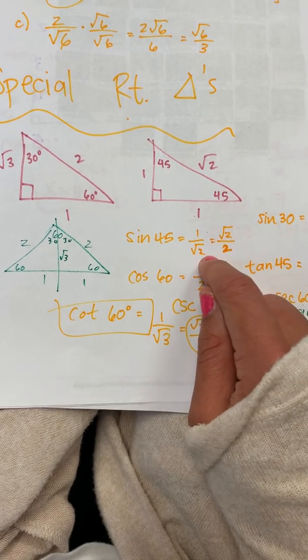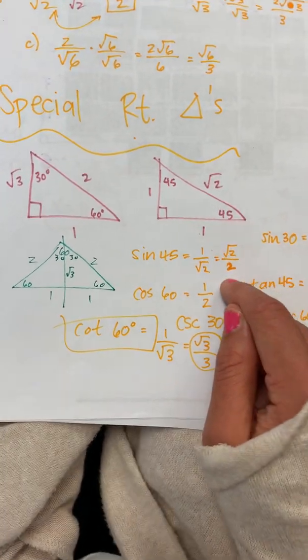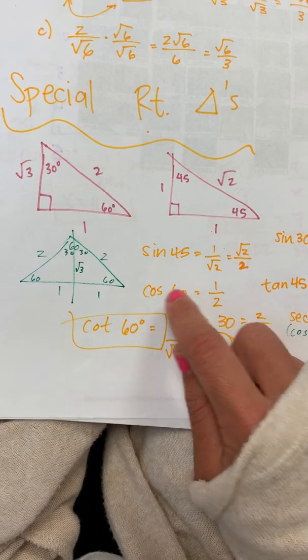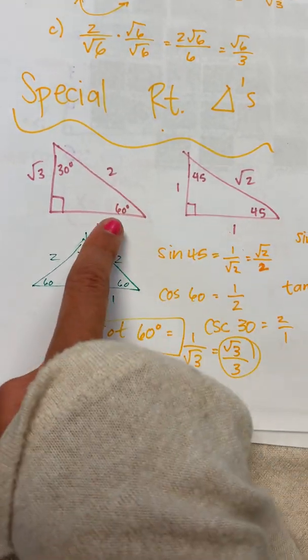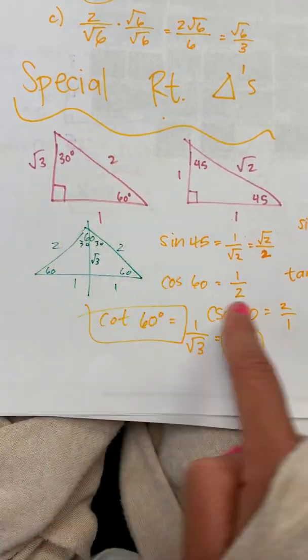Honestly, you'll learn to just switch this. If it's 1 over root 2, it just changes to this, so you just memorize it. Cosine of 60, so we go to 60. Cosine is adjacent over hypotenuse, 1/2.